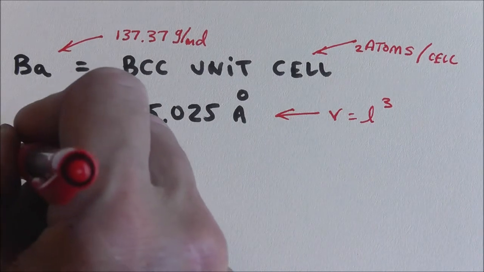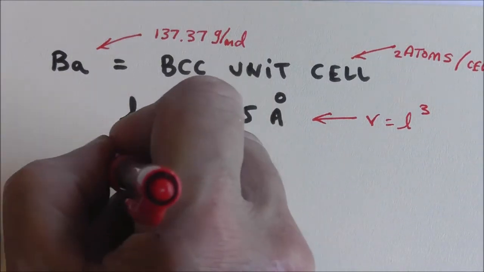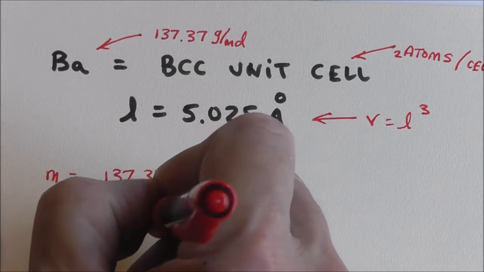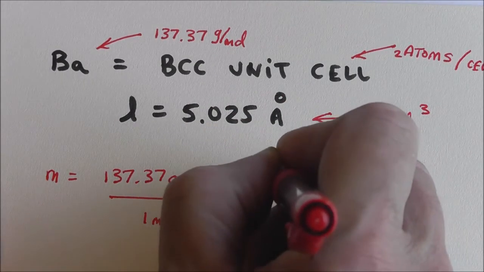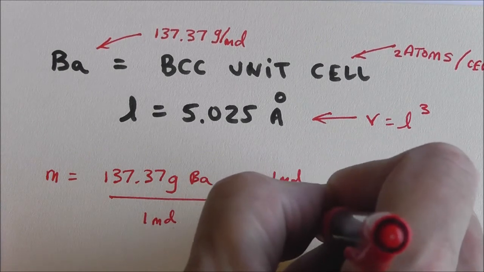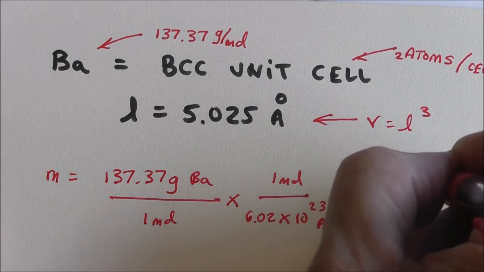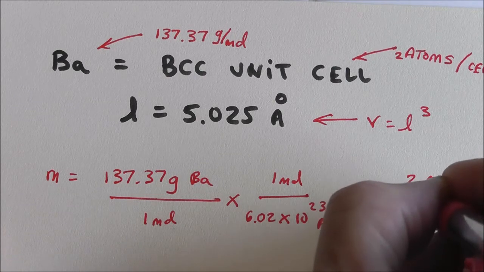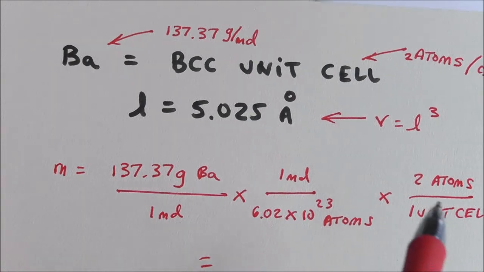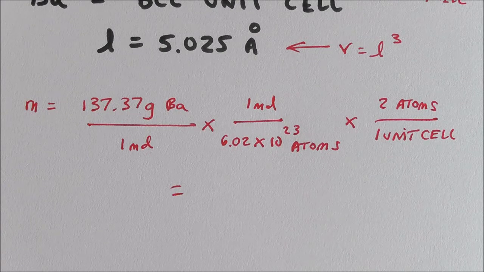So here we go. Same old drill. Let's do M. 137.37 grams of barium, 1 mole. 1 mole, 6.02 times 10 to the 23 atoms. 2 atoms, 1 unit cell. See how these are all very kind of similar? The only thing that changes really is what that is, and then that's a 1, 2, or a 4. And we've done every permutation of that now.